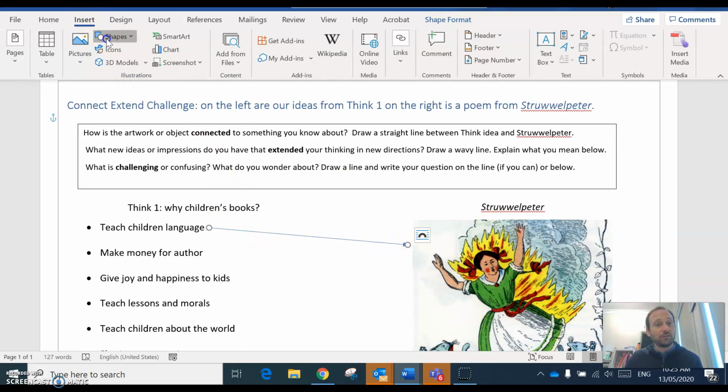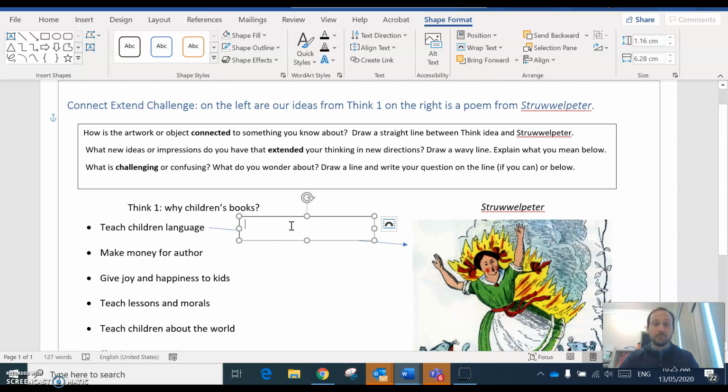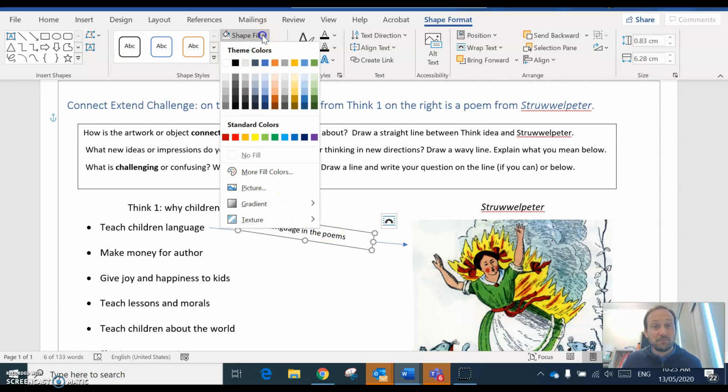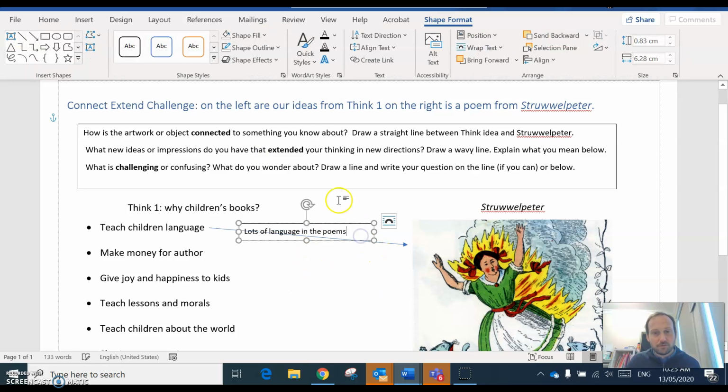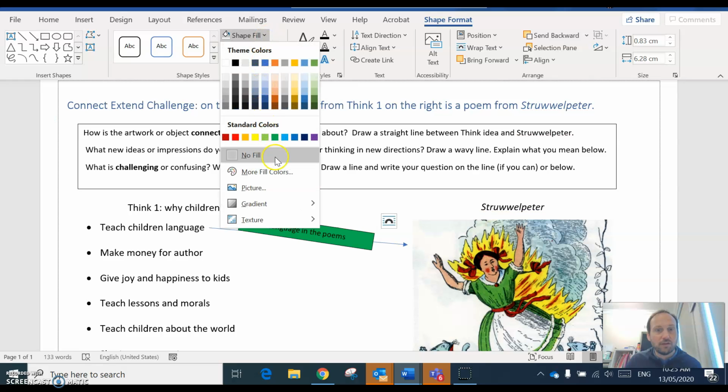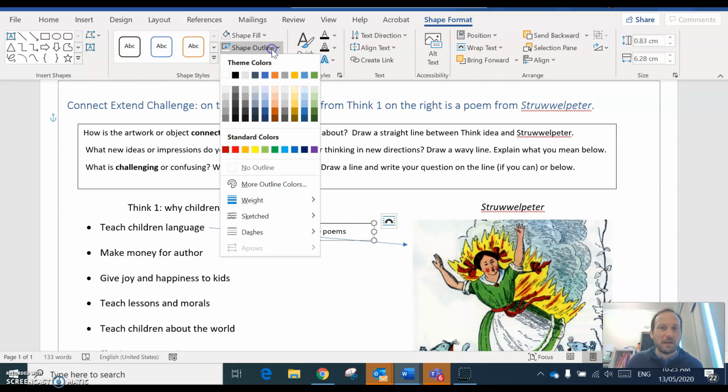You could also just do Insert, Shape, Text Box, stick it there, and write anything you want in there, like lots of language in the poems. Then you can twist it a bit so that it looks like it's sitting on the line, and squish it down a bit, and then you do shape outline, no outline, and then it'll look neat.